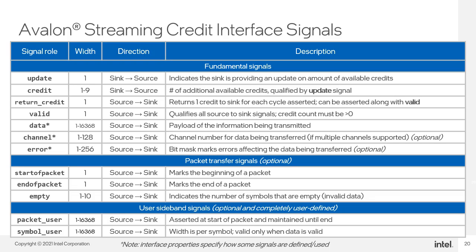If multiple symbols are transmitted on the same clock cycle, symbol user must be wide enough to provide the sideband information for each symbol. For example, for a symbol size of 8 bits and a 32-bit wide data signal, 4 symbols are transferred each clock cycle. If 3 bits of sideband information are required for each symbol, symbol user must be 12 bits wide. See the Avalon specification for more details and to learn how missing signals on either side of the connection are handled by the Platform Designer interconnect.